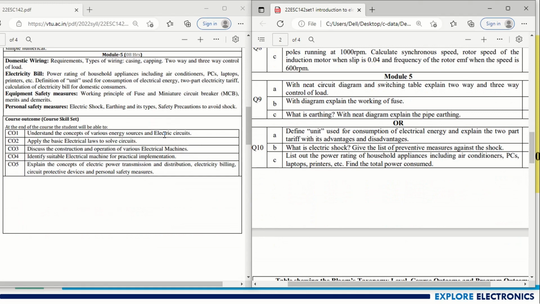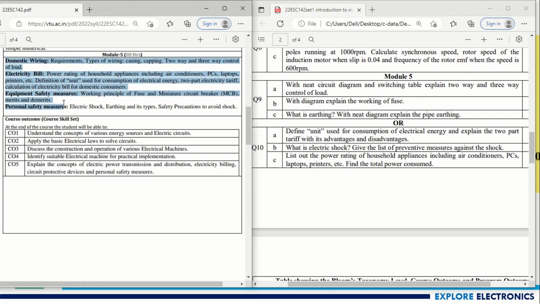Coming to module 5. Module 5 is about domestic wiring, electric bill, safety measures and personal safety measures. Here you can expect all theory questions. With a diagram, explain the staircase switching and two-way, three-way control of load, and then the working of fuse and earthing. These are the repeated questions. You can expect these in your examinations also. Related to earthing, fuse and two-way, three-way switch and all, they are repeated questions. Even if you look at the previous exam question papers, you will find these questions.